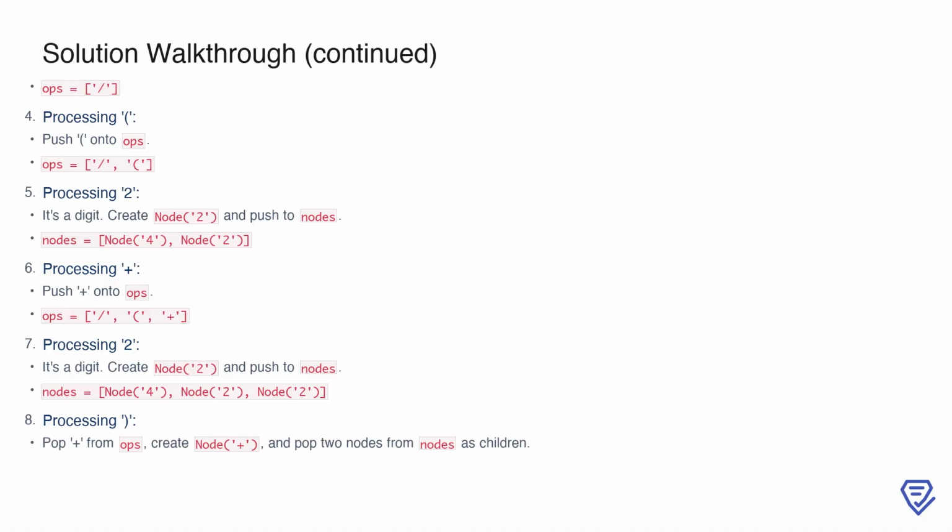When we process the opening parenthesis, we add it to the ops stack to mark the start of a sub-expression. The following character is 2, a digit. We create a node 2 and push it onto the node stack. Then, we handle the plus operator by adding it to the ops stack. Finally, we process another 2, create a node for it, and push it onto the node stack.